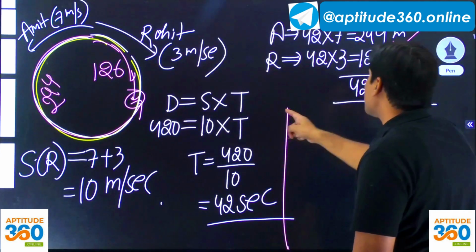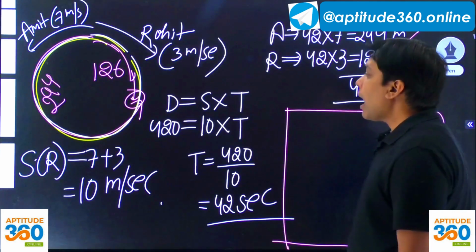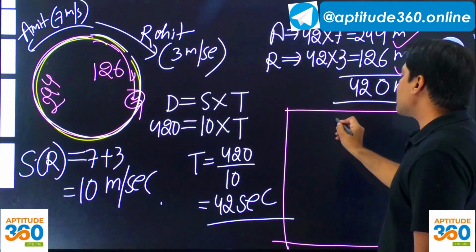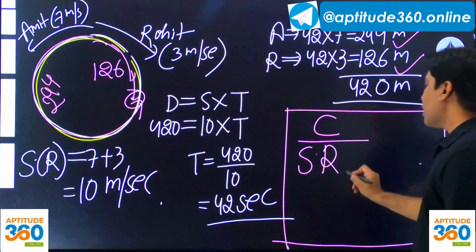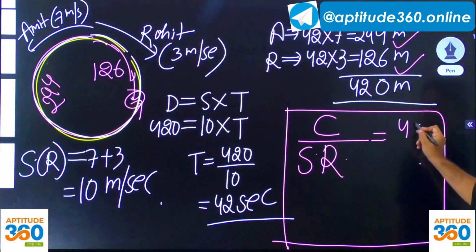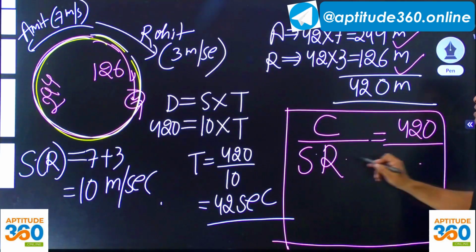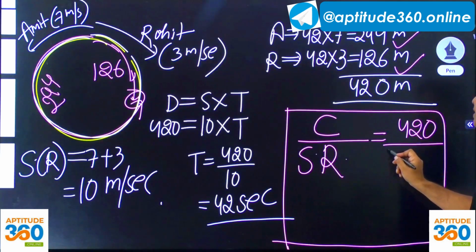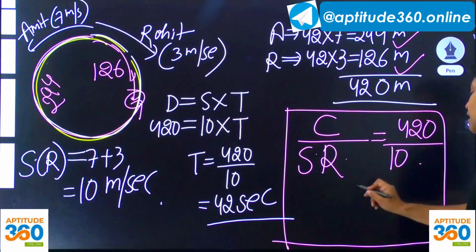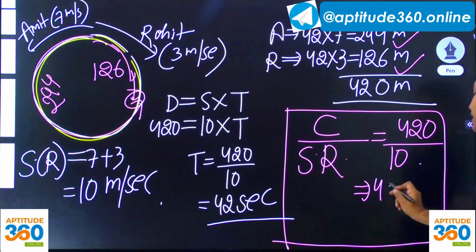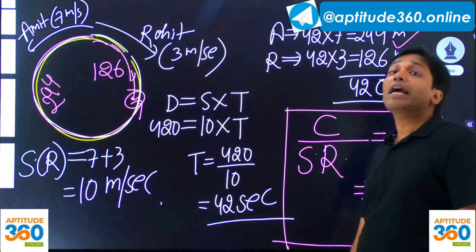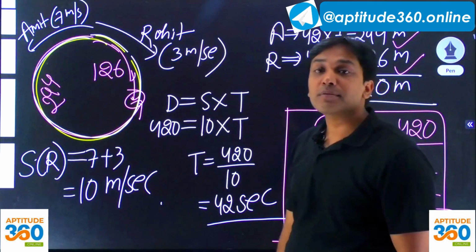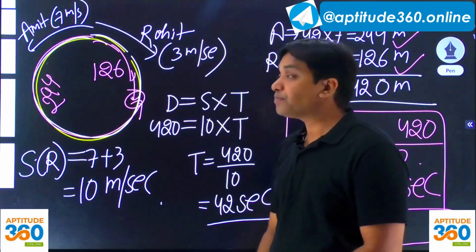What did you have to do? If you had understood relative motion, you should simply have done this. You should have taken circumference divided by their relative speed. What is their circumference? 420. What is their relative speed? 7 plus 3, which is 10. How many seconds later are they going to be meeting each other for the first time anywhere on the track? It is 42 seconds. Does this make sense to you?